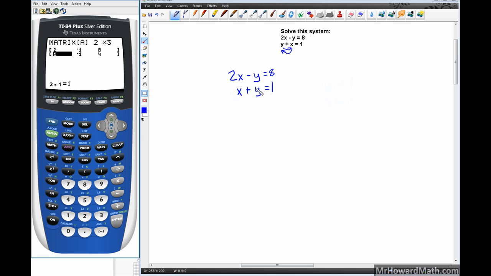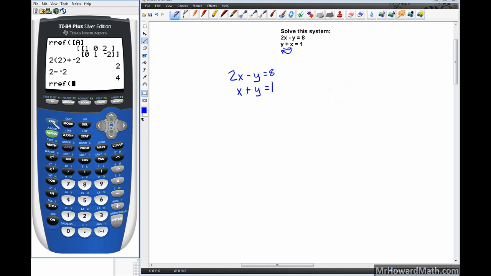Here we have 1, 1, and 1. So it's 1 in front of the x, 1 in front of the y, and our constant is 1. Okay, so our matrix is set up: 2, negative 1, 8, and 1, 1, 1. Next step, second quit. Second quit right there like that. Okay. Now, the next step was go back into matrix, second matrix over to math and alpha apps.